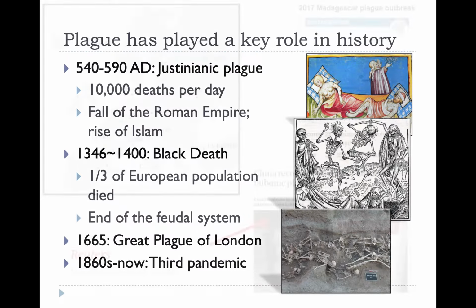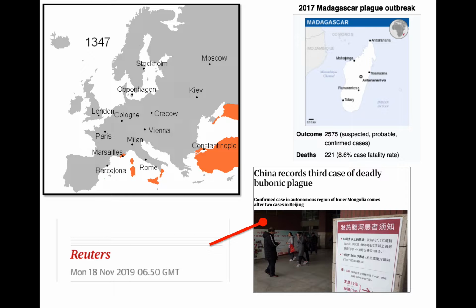So this animation here shows you the spread of the Black Death through Europe from the east, starting off in the Byzantine Empire and moving across what was the Ottoman Empire back then.